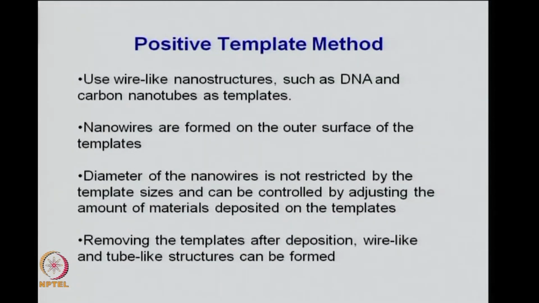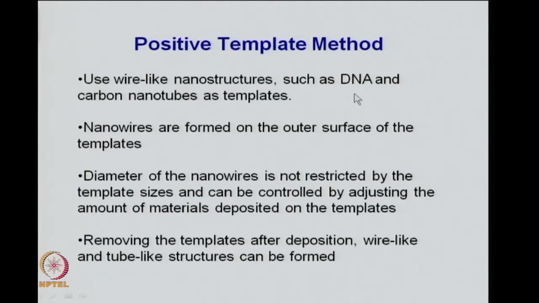Now, if you go to the positive template method, that is the other type of method where you do not start with porous templates, you start with wire like nanostructures, and then you make the nanostructure that you want around these nanowires. So, first you choose a nanowire which is now the template, and then you grow a nanowire around it or on top of it, that will be your final material, and then you remove the original wire which was used as a template.